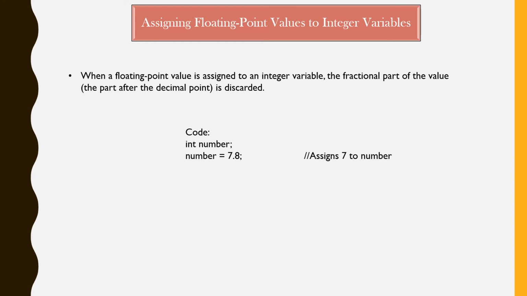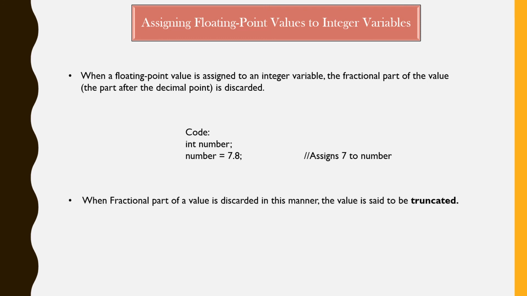This code attempts to assign the floating point value 7.8 to the integer variable number. Because this is not possible, the value 7 is assigned to number and the fractional part is discarded. When part of a value is discarded in this manner, the value is said to be truncated. Assigning a floating point variable to an integer variable has the same effect.